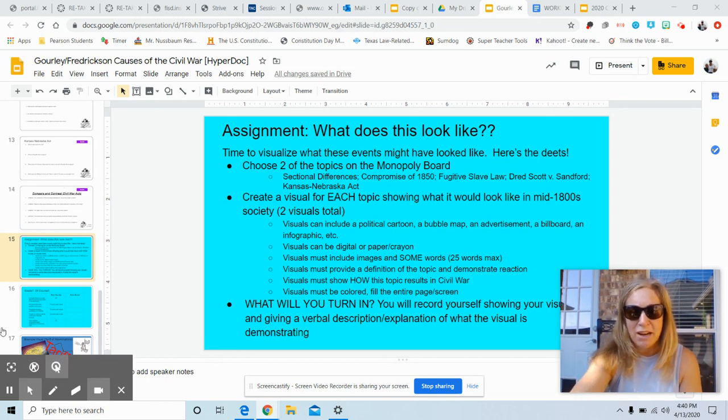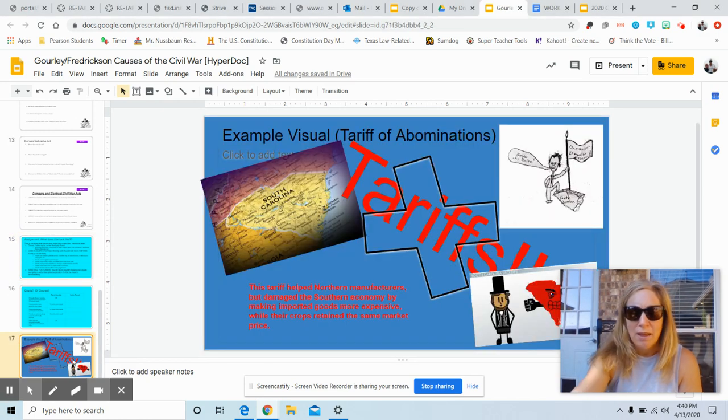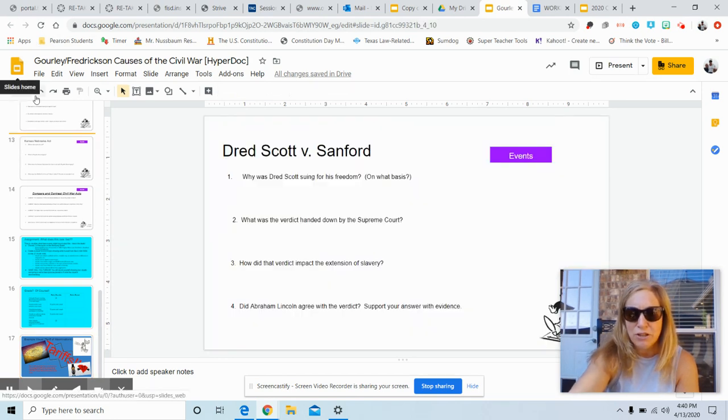The instructions are on here. You know how to read. I'm not going to go through and read to you. You're capable of that. This is an example I made. I used an example from a previous unit, Tariff of Abominations and President Andrew Jackson. But it has the elements that need to be on your particular visual that you may create.